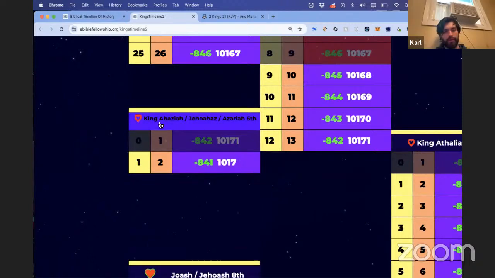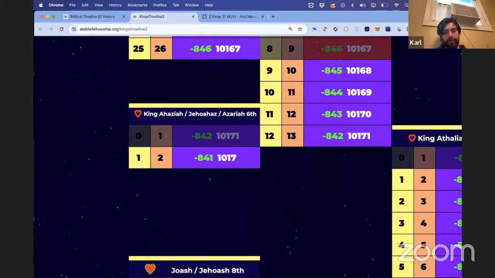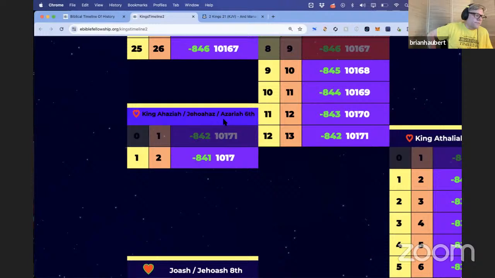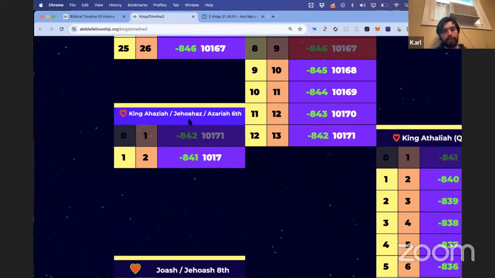And so also there were 2 Joashes, 2 Jorams, 2 Jeroboams. Yeah, 2 King Jeroboams. It was Israel 1 and Israel 14. In this case, he goes by King Ahaziah, Jehoahaz, and also Azariah. So that's how we're able to separate this one.